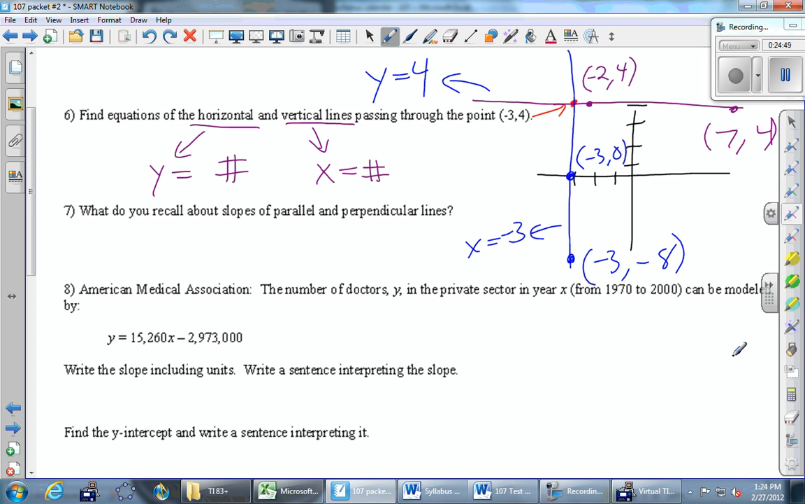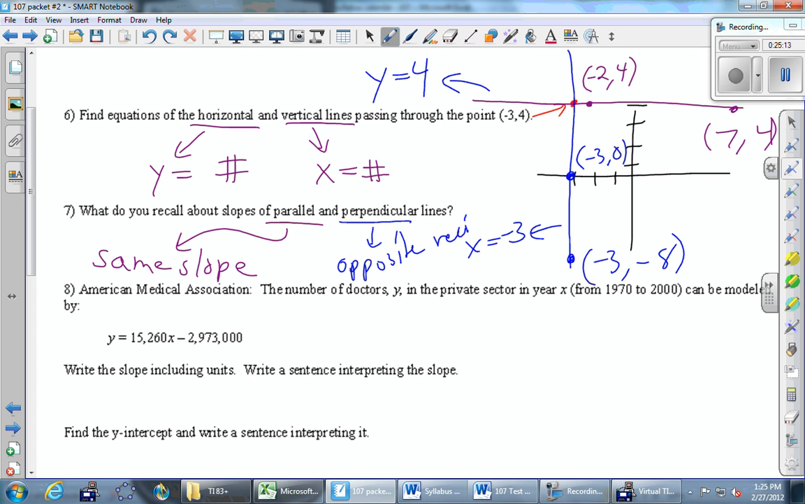Okay, parallel lines. What can we say about two lines that have the same slope? That's right. If two lines are parallel, they have exactly the same steepness, so the same slope. Perpendicular is more complicated. So we go opposite, and we go reciprocal. Two things, opposite, reciprocal.